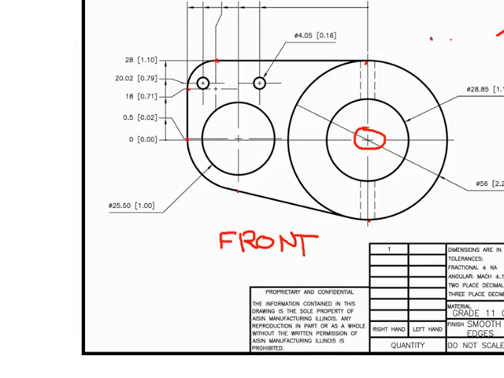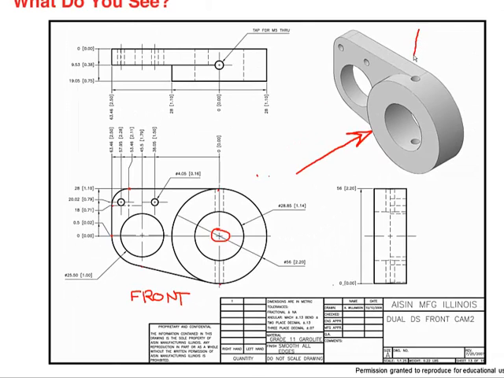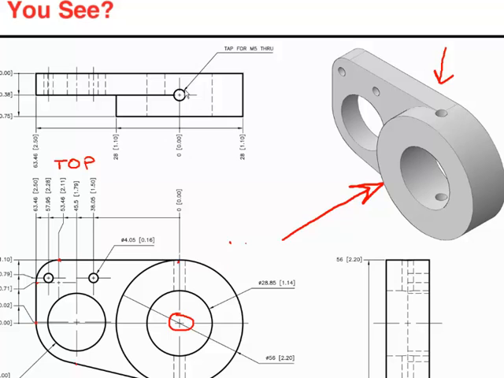Now we're going to look at the top view. And the top view is looking at the part from the top, and the top view is located above the front view. So if we go from the front to the top, we're looking down on the part. Okay. First question is, how many circles are there? It's an easy one. There's just 1 circle right here.